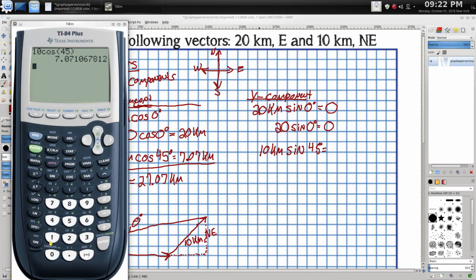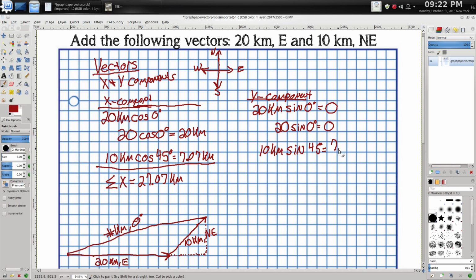All right. So watch this. It's kind of neat. So it's 10 sine. Now, this doesn't always happen, but it happens on 45. Enter. Notice we get the same number again. So we get 7 point, and I'm rounding these, 7.07. All right, so the sum of all of our y's equals 7.07 kilometers.